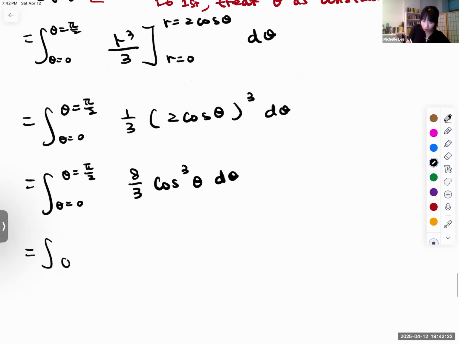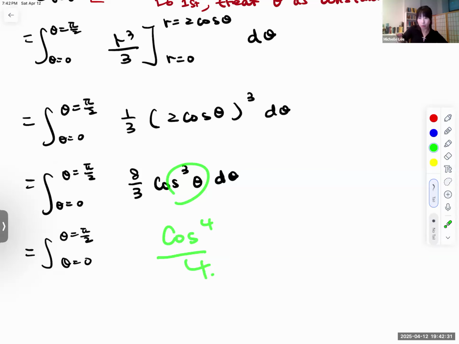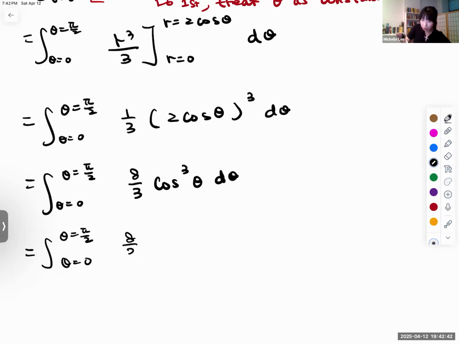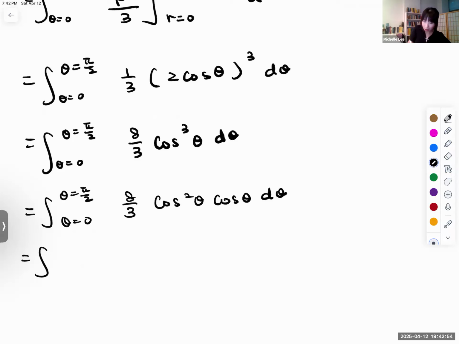So let's do that. So theta equal to 0 to pi over 2. We knew that we cannot just integrate cosine to the fourth power over 4, right? We should have a sine, chain rule from here, right? Derivative from here, right? We know that. Okay, so we have 8 over 3, and we can express cosine squared theta, cosine theta d theta. Then we have 8 over 3 cosine squared theta, and we can express it as 1 minus sine squared theta, right?